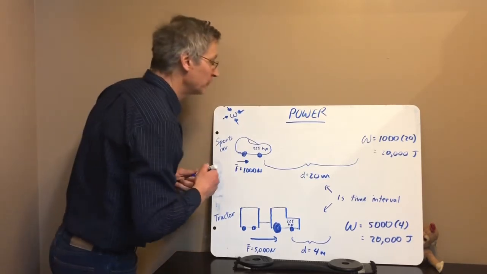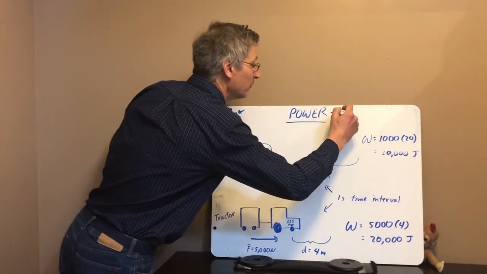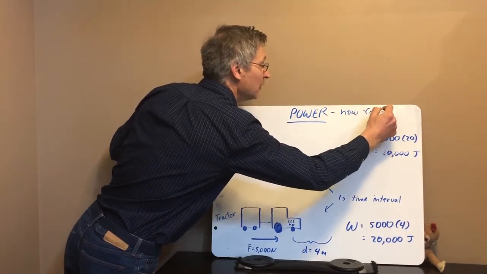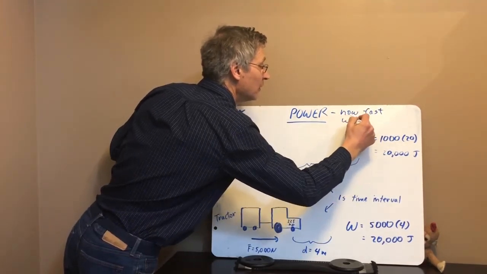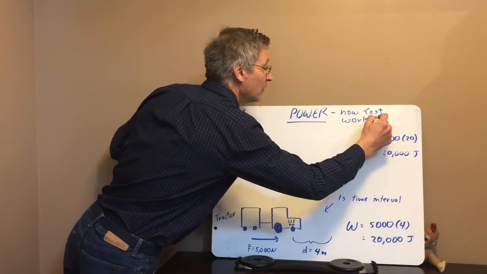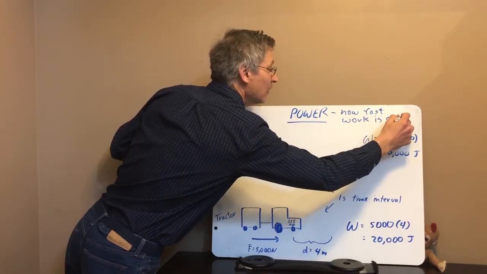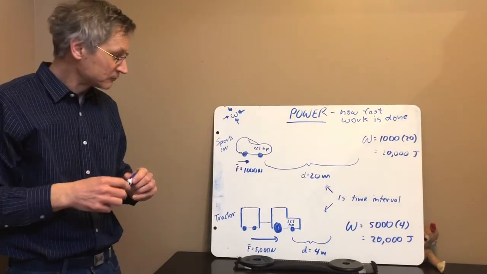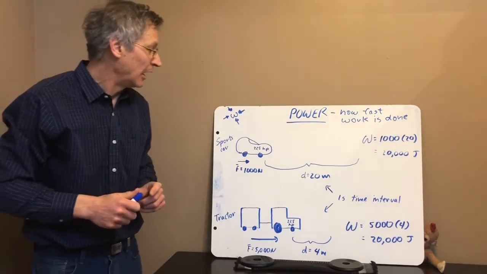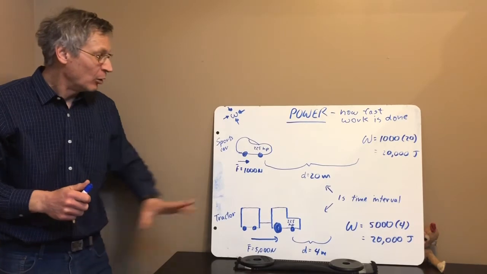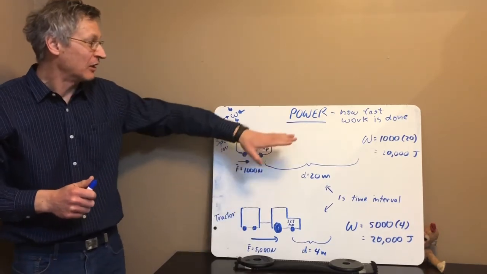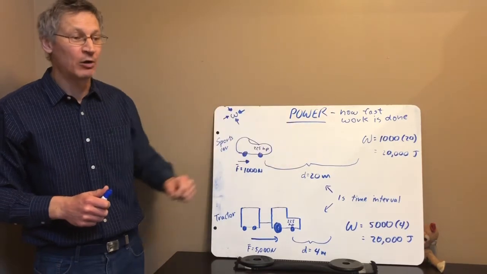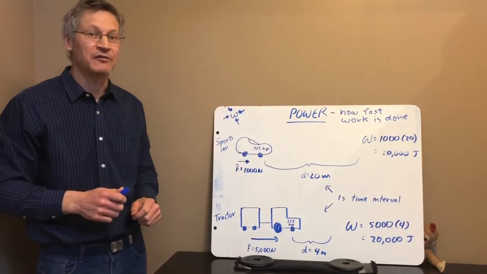So power is, here's the definition, how fast work is done. And we'll take a look at an equation you can use to calculate power. We'll look at the units of power, and we'll also do a couple of example problems.